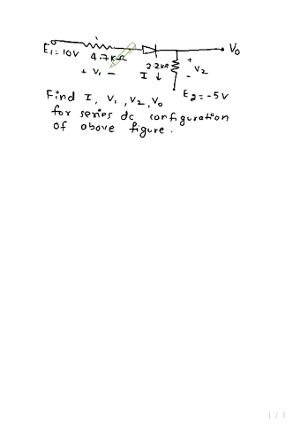This is the problem. A DC series diode configuration is given here. The potential here is 10 volt, the resistor value is 4.7 kilo ohm, and this diode is a silicon diode. This resistance value is 2.2 kilo ohm, the drop across this resistance is V2, the drop across the other resistance is V1, this is the output voltage, and the potential here is minus 5 volt. Now we have to find the value of the current I, and V1, V2 and V0.